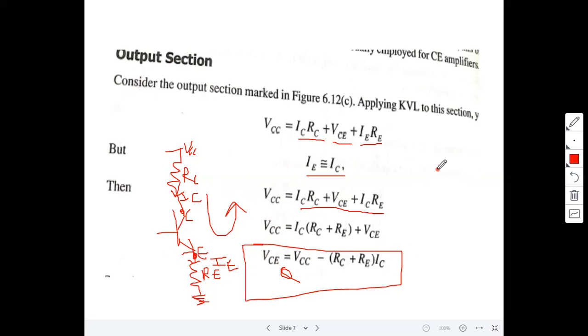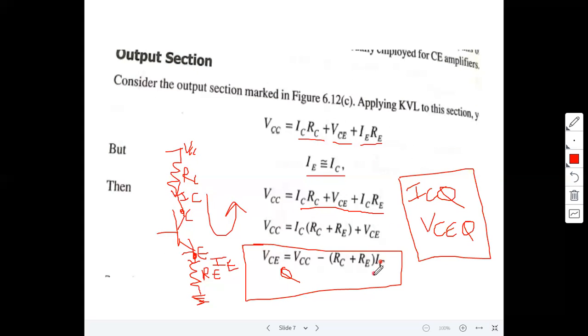So we can easily calculate the Q point values, the operating point values, VCEQ, and previously we derived the expression for ICQ. By using these two expressions, ICQ and VCEQ, we can easily calculate the Q point, right? From here itself, what is the maximum value of IC? The IC maximum value is equal to VCC by, we may neglect VCE, so the maximum value is equal to VCC by RC plus RE.